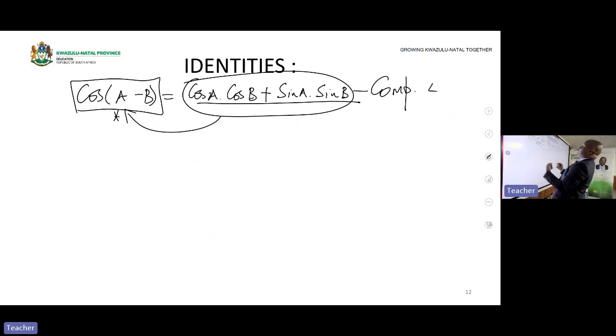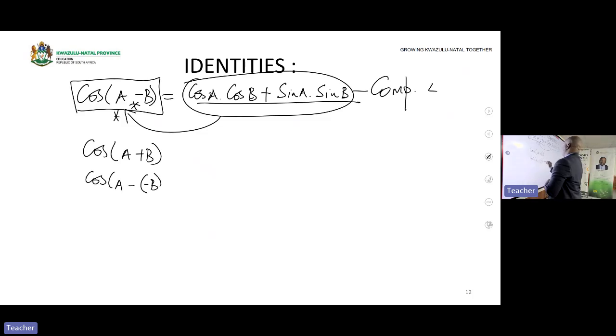Now, they can also ask us to derive the one that has cos of A plus B, because here we've got minus B. So how would you use what you proved to determine this? Do you agree with me that cos of A plus B can be expressed as cos of A minus negative B? What is negative times negative? Positive, obviously. So this means this.